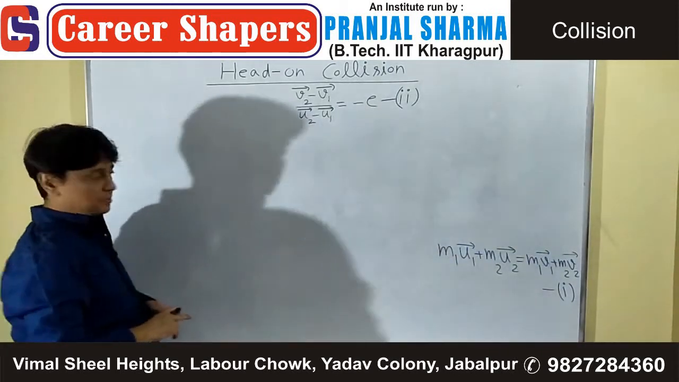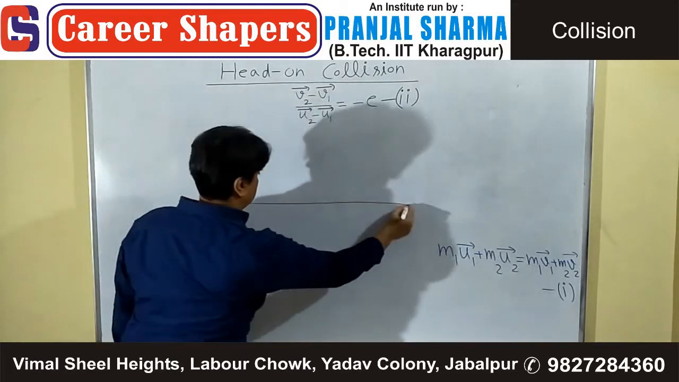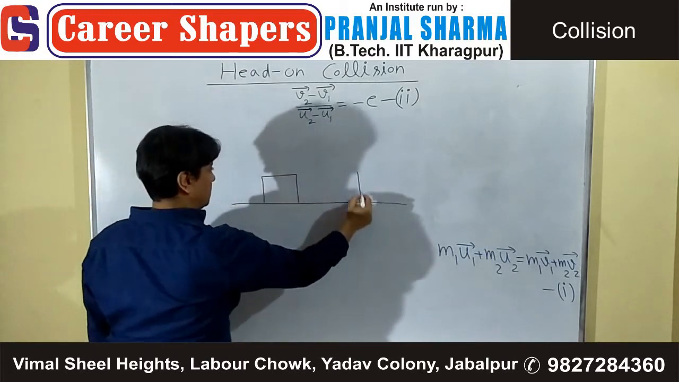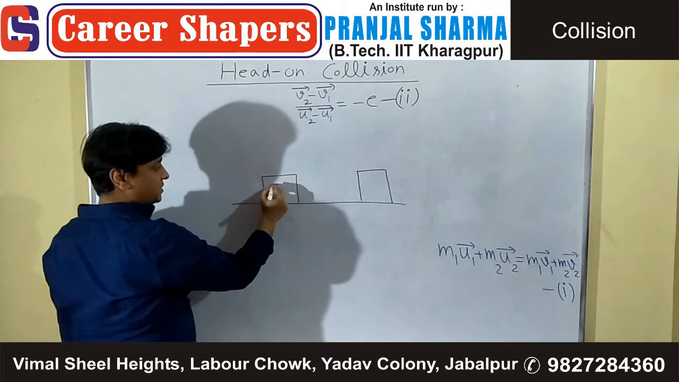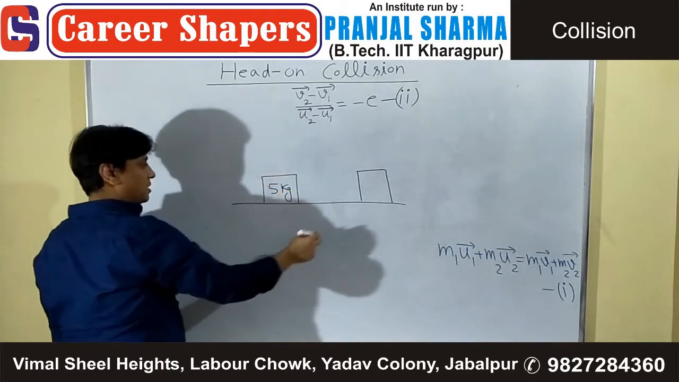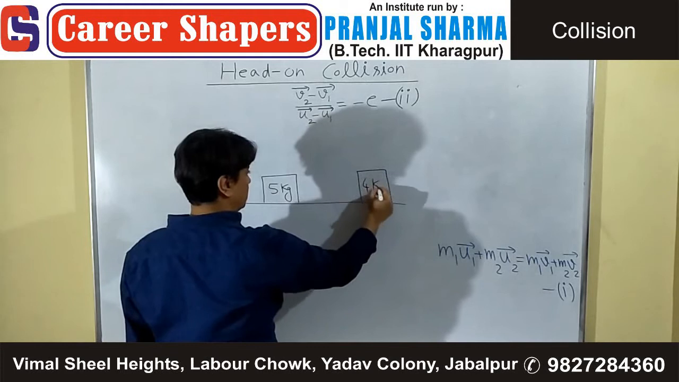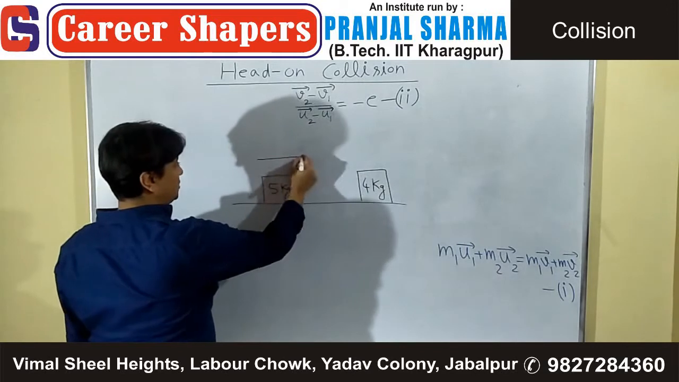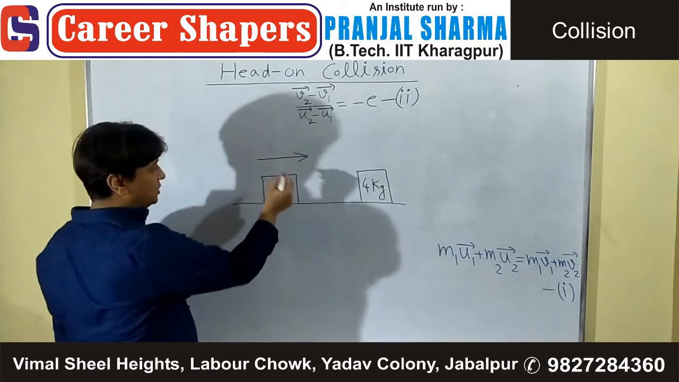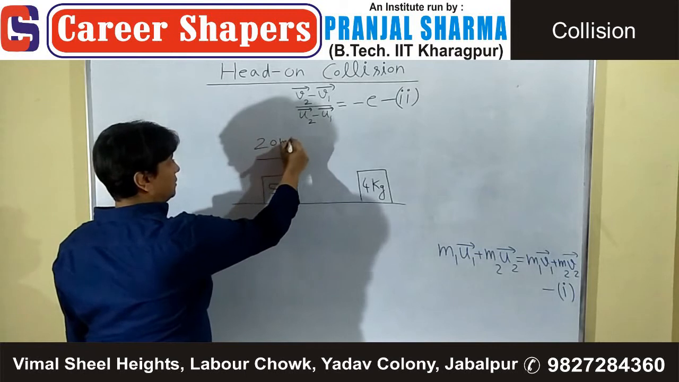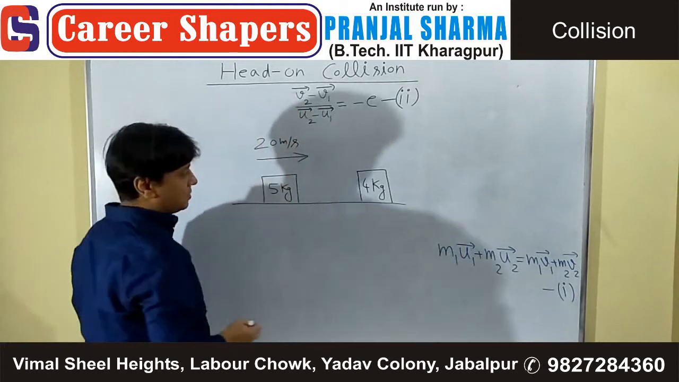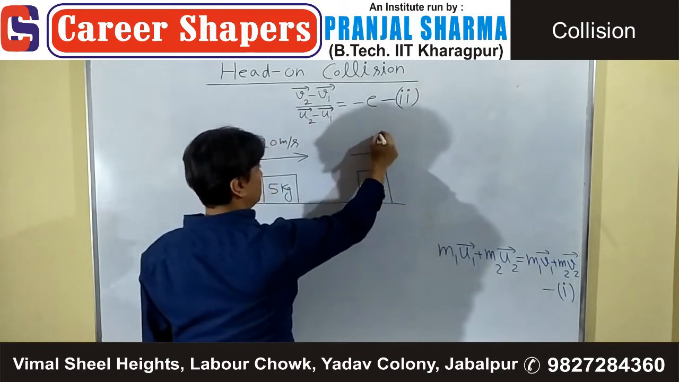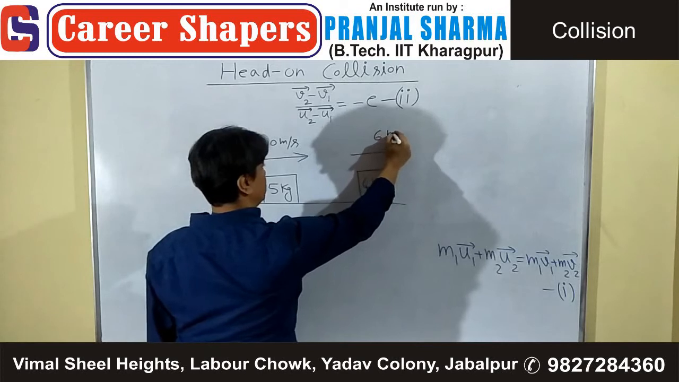Look at this next example. There are two objects of 5 kg and 4 kg. This 5 kg is moving in this direction with 20 meters per second, and the 4 kg is moving in this direction with 6 meters per second.